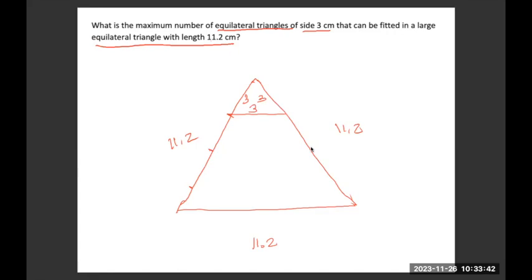This is a 3 by 3 equilateral triangle. You have to find the maximum number of equilateral triangles which can be fitted in this 11.2 centimeters triangle.